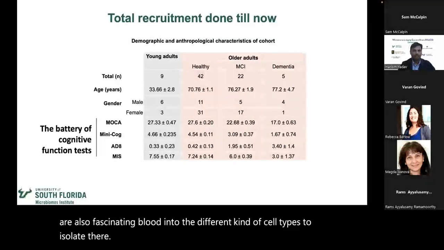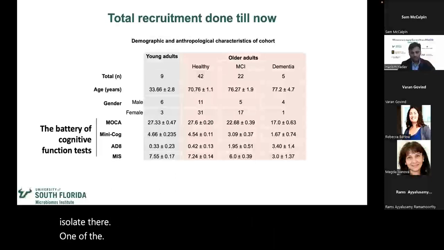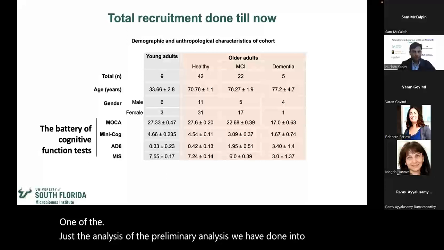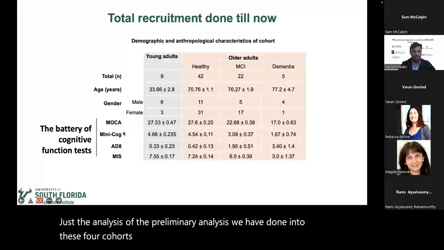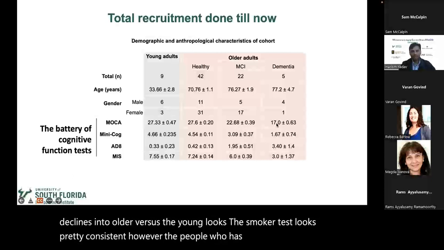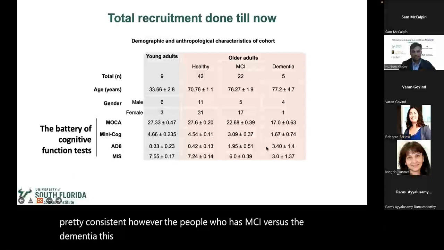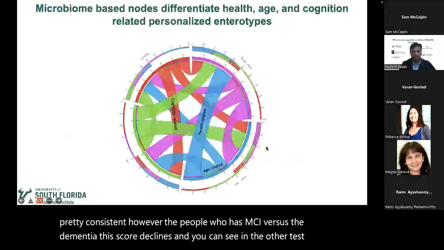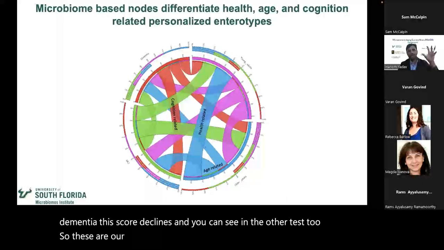One of the preliminary analyses we have done into these 4 cohorts, you can see here, cognitive function declines in the older versus the young. The smoker test looks pretty consistent. However, for the people who have MCI versus dementia, this score declines, and you can see that in the other tests too. So these are our populations based on the microbiome signature.